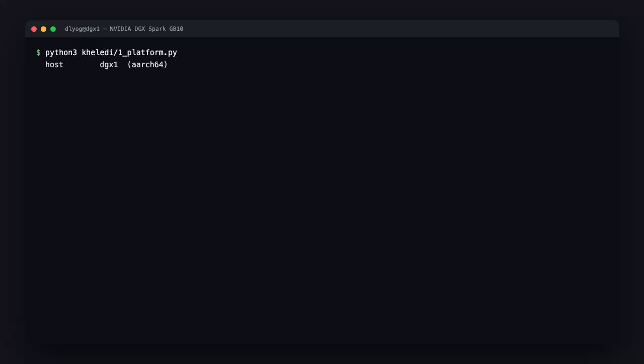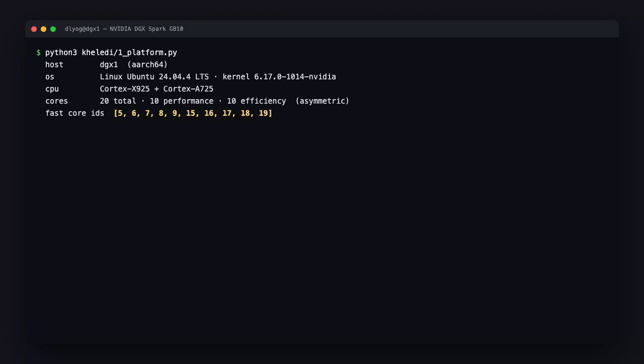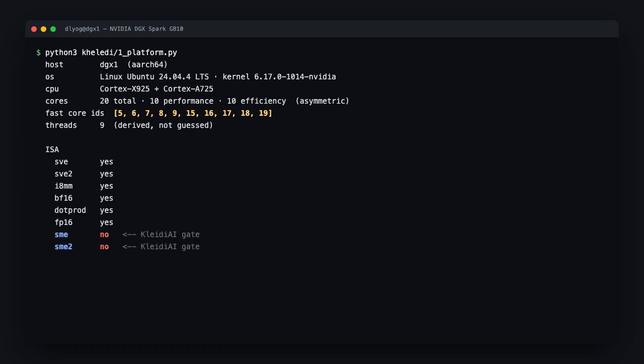This is the DGX Spark: 20 cores, 10 fast Cortex-X925 and 10 slower A725. And the fast ones are not where you would guess. They are cores 5 through 9 and 15 through 19, split across two clusters. Look at the last two lines of the instruction set. This chip has SVE2, it has integer matrix multiply, it has bfloat16, it does not have SME.